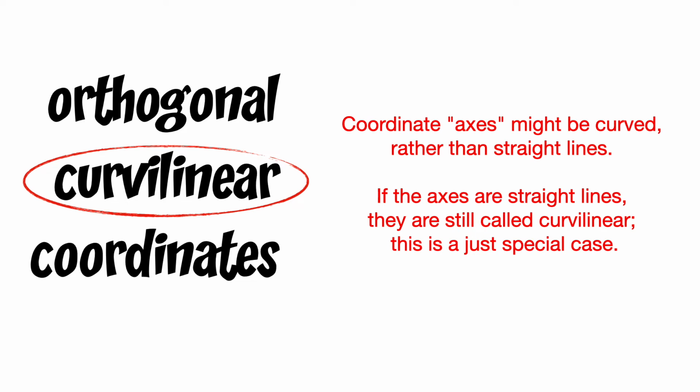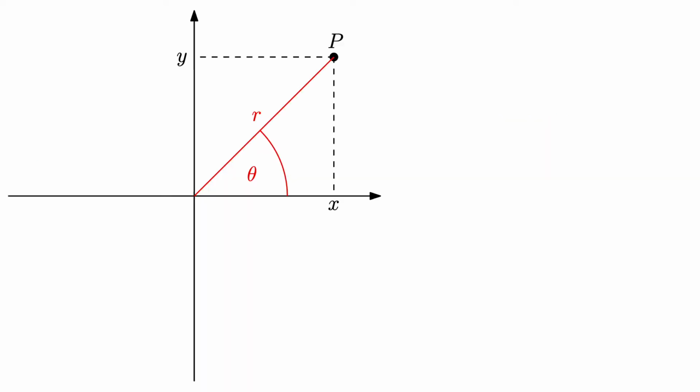Curvilinear means that the coordinate axes aren't necessarily straight lines but could be curved. For example, consider plane polar coordinates in 2D. On this picture we can see the Cartesian x and y axes, but where exactly is the r-axis or the theta axis? Does that even mean anything?